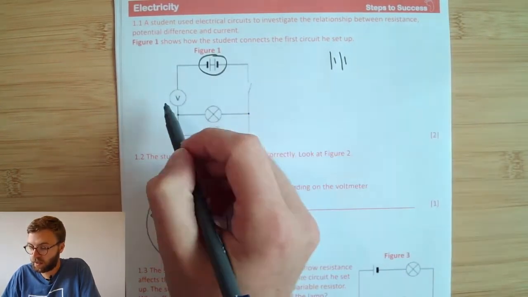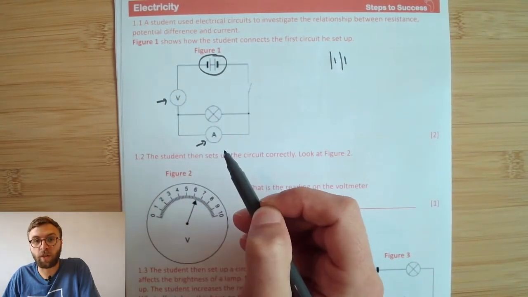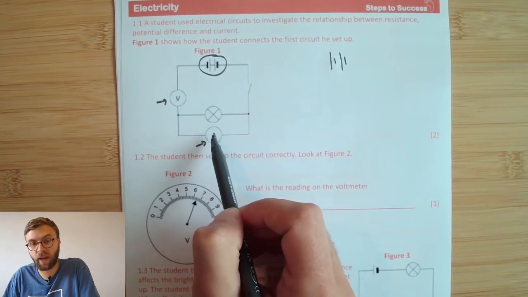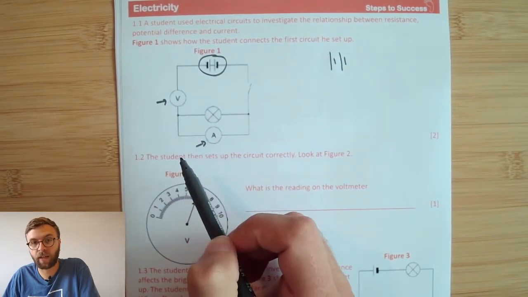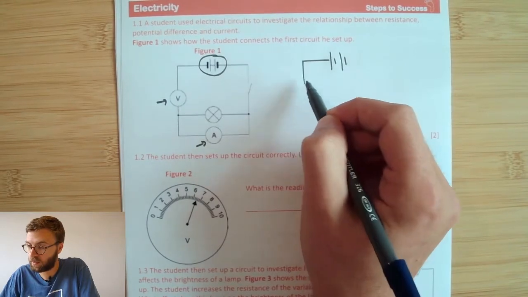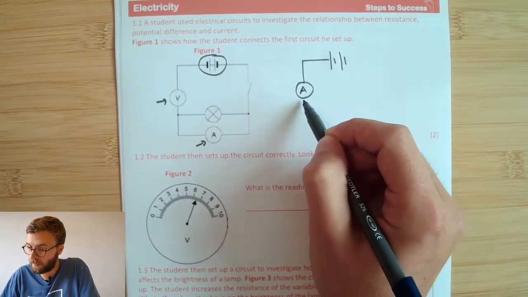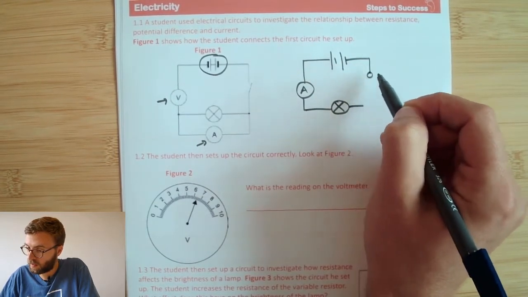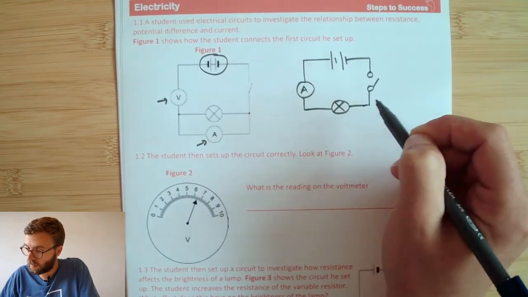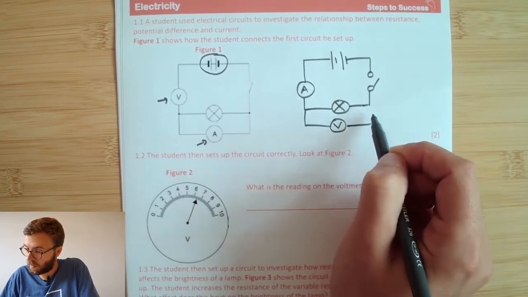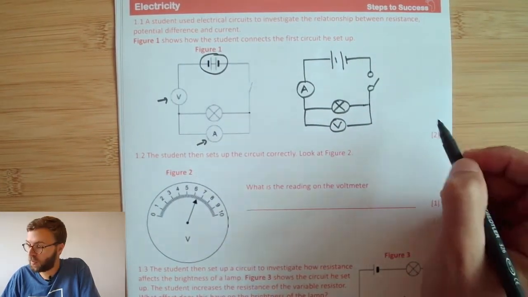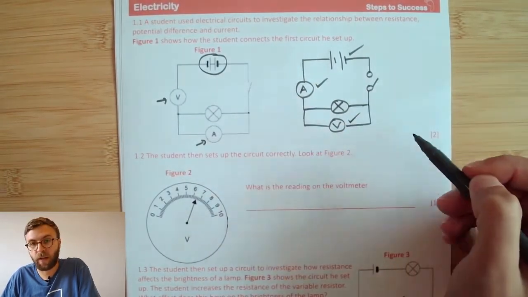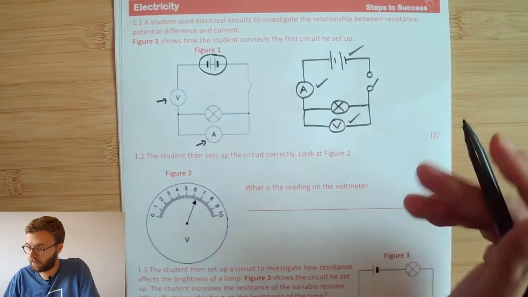The second common error are the voltmeter and ammeter, which are the wrong way round. The voltmeter here should be connected in parallel, where the ammeter is, and the ammeter should be connected in series. So let's swap those around. And there we go. So our 2 marks, 1 mark for the cells correctly drawn, and 1 mark for the ammeter and the voltmeter connected correctly.